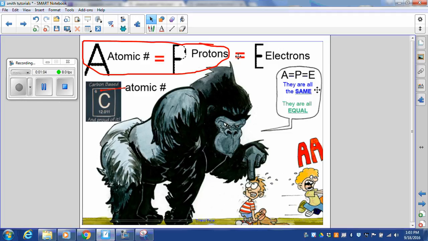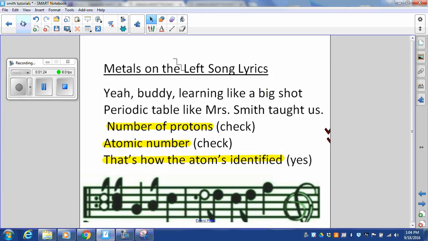Sometimes I think it's just too easy. You're missing it because you're thinking it can't be that easy. But A, P, E, they're all the same. It's so easy it confuses the brain. They are all equal. 6 protons, 6 electrons, 6 atomic number. Same, equal.